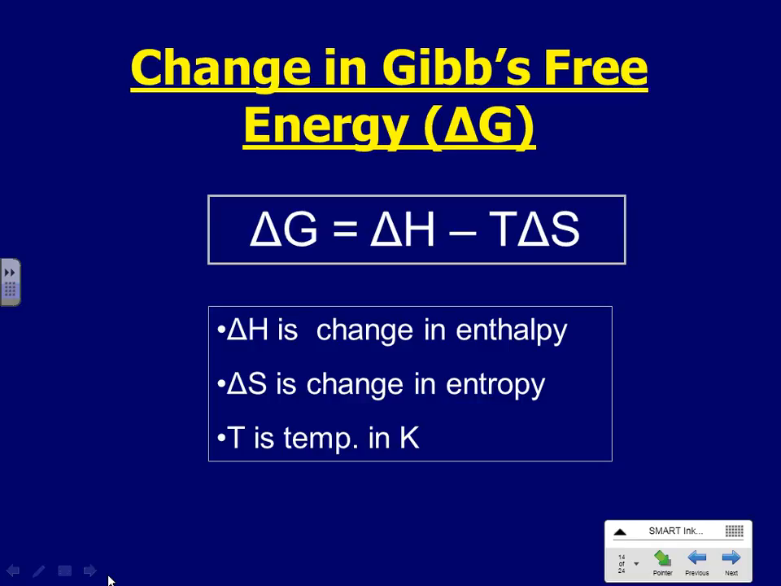Which means, if the universe likes a negative delta H, and the universe likes a positive delta S, which makes that negative, a negative plus a negative will make that negative. A negative delta G is spontaneous. So the sign for delta G is really the same as the sign for delta H when it comes to spontaneous or not. If this is positive, the universe doesn't like it, and this is negative, all right, then that negative and the negative becomes a positive, and that whole thing becomes positive, and if the delta G is positive, the universe doesn't like it, it's not spontaneous.